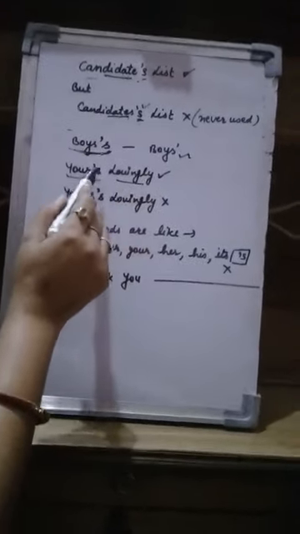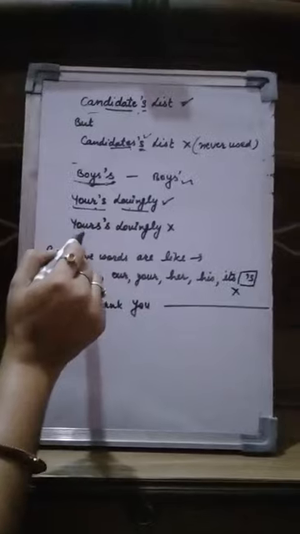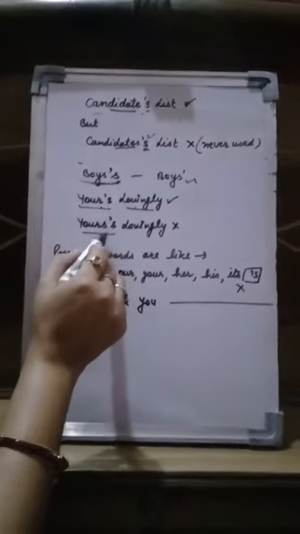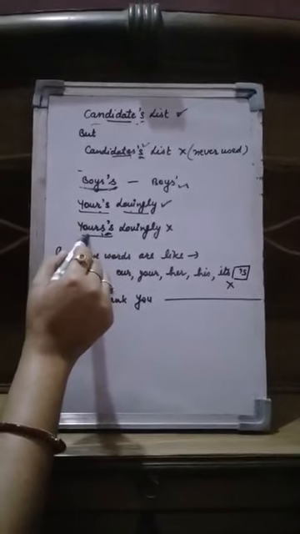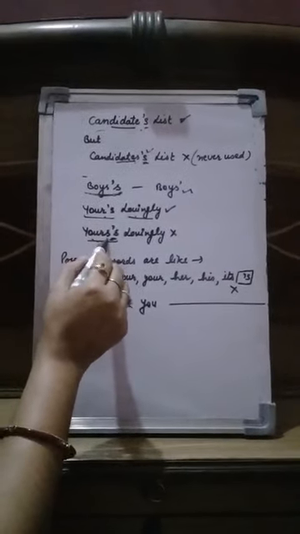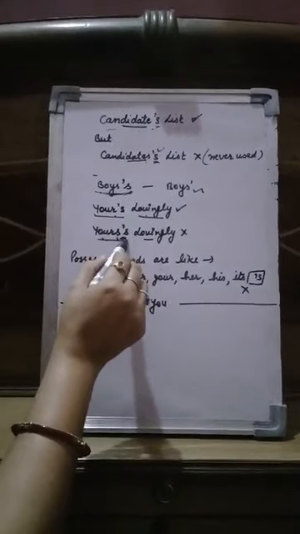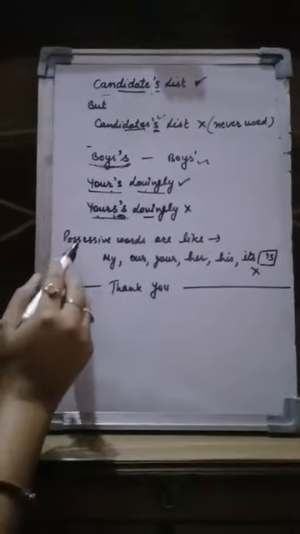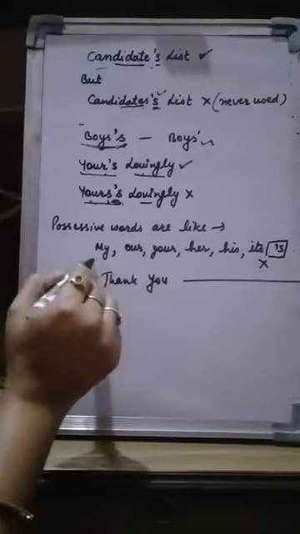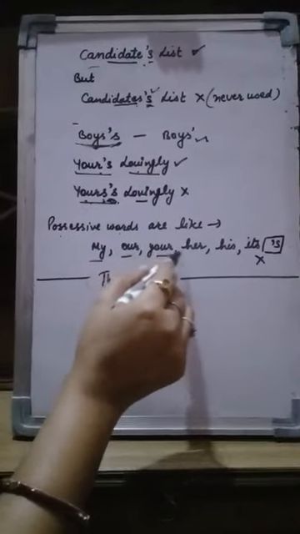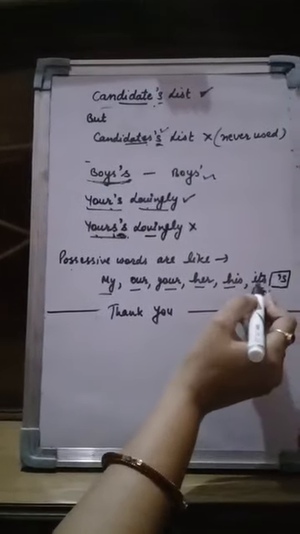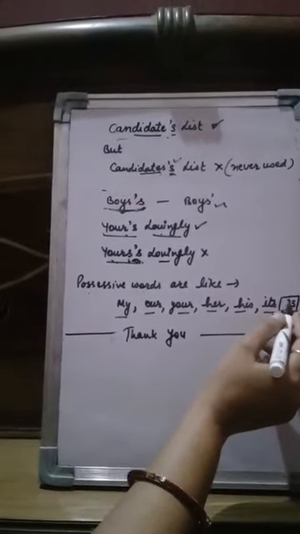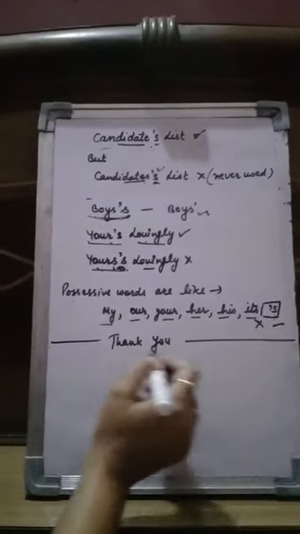As in yours lovingly. In another example, we will never use the hissing sound, because here we have a possession, yours lovingly, so you have to avoid this hissing sound. Possessive words are like my, our, your, her, his, its, and when we use its, we never use the hissing sound with it. Thank you all.